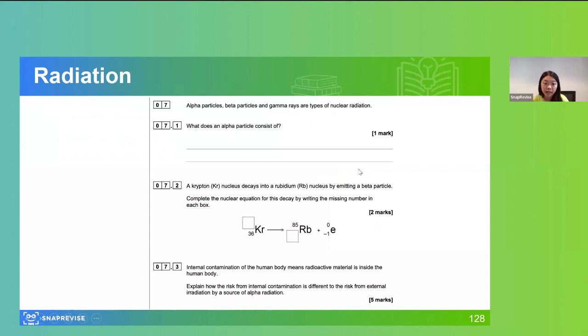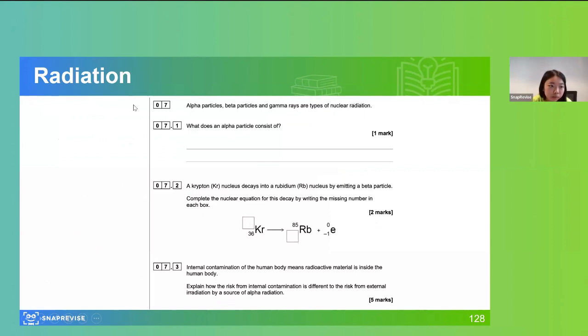The question I want to look at is the second question here. It tells you this is the nuclear equations. You can see the atomic number here is 36. You just need to basically do the math. You see that this is 0. 0 plus 85 is 85. So you're just going to have 85 here.